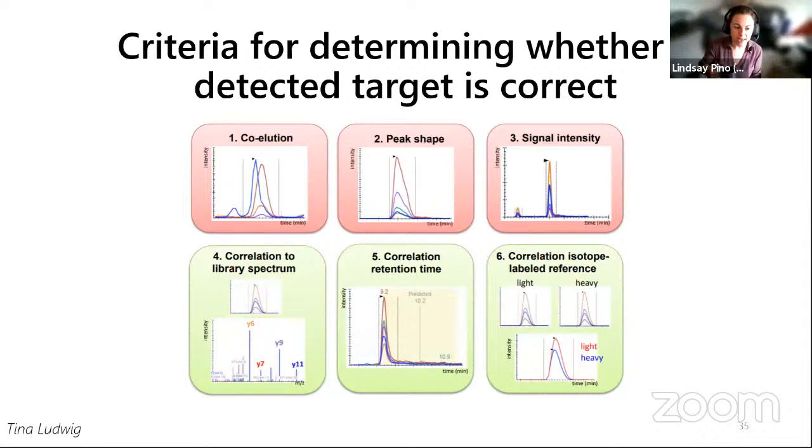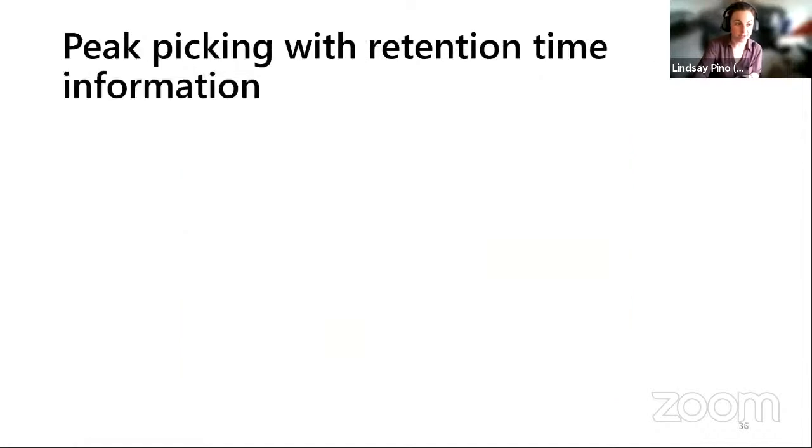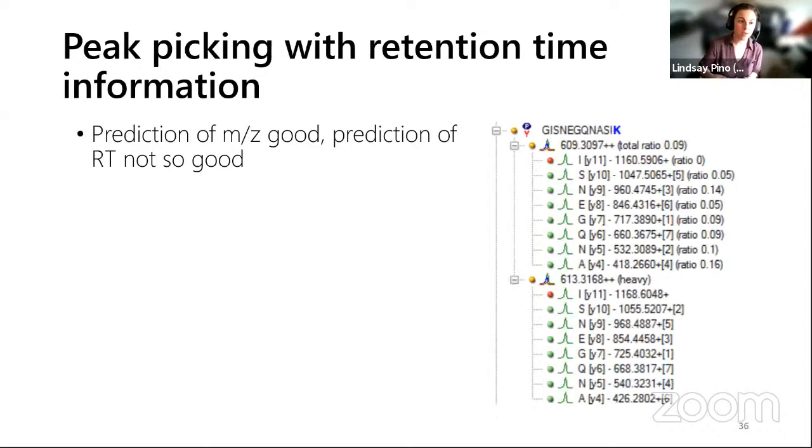We talked a little bit about that. You can see some of the papers for how to build different types of library spectra. But let's talk a little bit more about this correlation to retention time, because we got a lot of questions about that in the last section. So, retention time, why should we care? Because peak picking is a lot easier when we have retention time information.